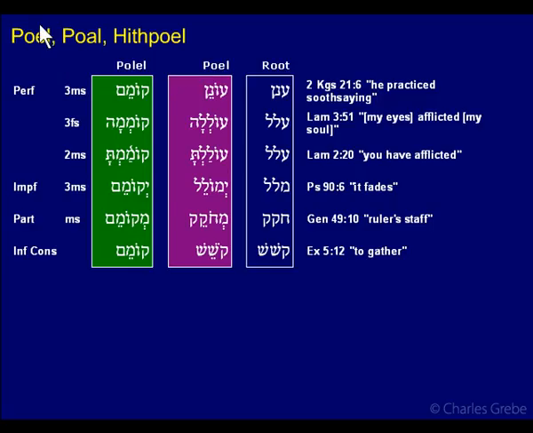Now, what I'm going to do is just look at the first one. So we'll put Polel here, and we'll compare it to Poel. Here we have Komeim, this is what we saw in the last module, and here we have Onein, same form, right? Here we have Komema, Olela, Komamta, Olalta, Yekomeim, Yemolel. See, all the forms are exactly the same. Mekomeim, Mechokek, Komeim, Koshesh. So why do we say these are two different things?